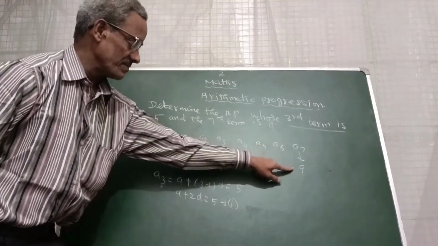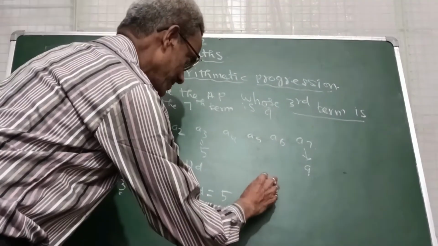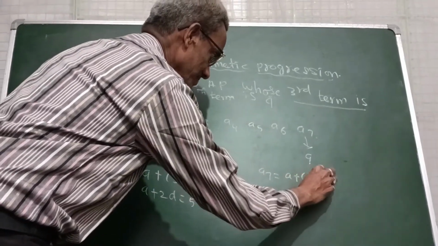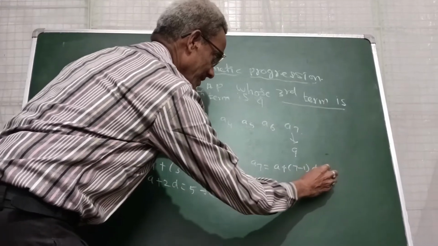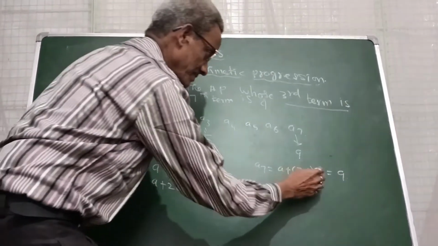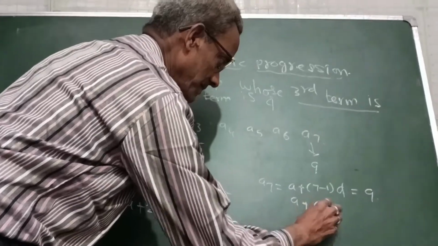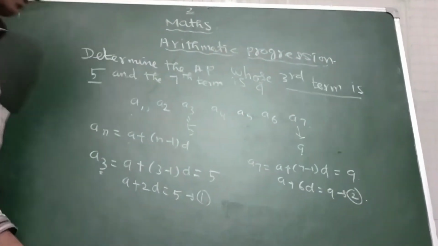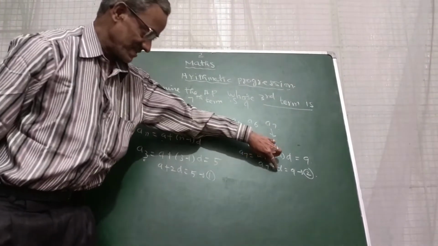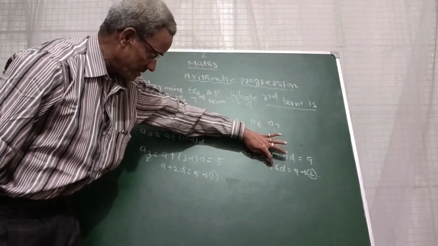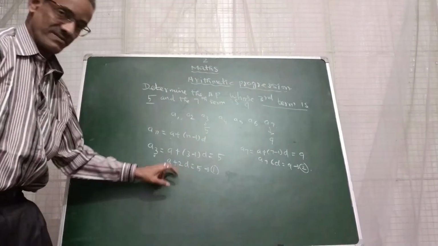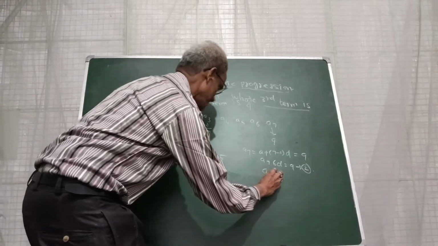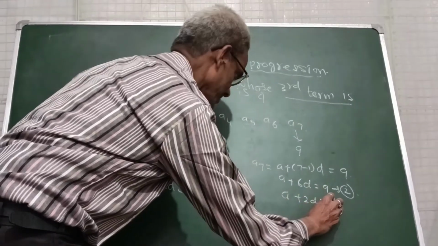Next they have given the seventh term. How do you write it? A7 is equal to a plus 7 minus 1 into d, and that value is 9. If you simplify this, you get a plus 6d equal to 9. Consider this as equation number 2. Now we have to solve both equations. This is the bigger one, 6d, but this is 2d. Equation number 1: a plus 2d equal to 5.